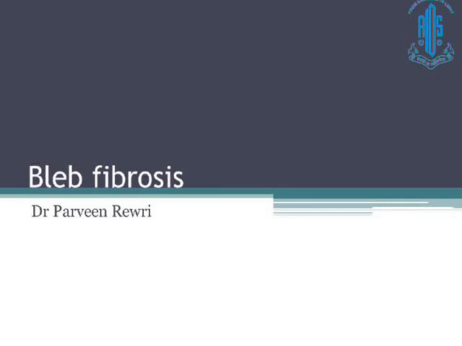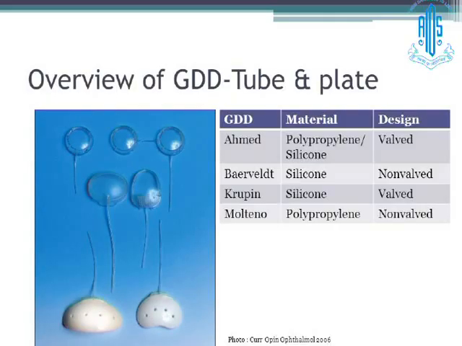Thank you, Dr. Sham. I'm talking about bleb fibrosis when we are coming to the complications of the different valves. This is an overview of the GDDs, tube plate valves, which are presently available. We have two types of materials, polypropylene and silicone, and two types of mechanism, valved and non-valved. In the non-valved, again we have the ligature options.